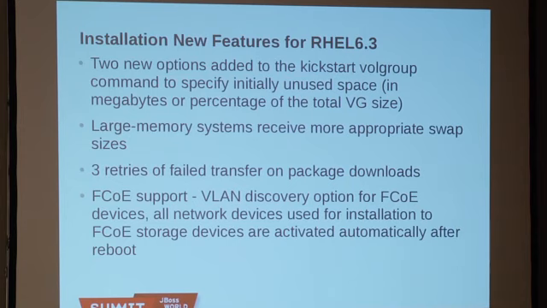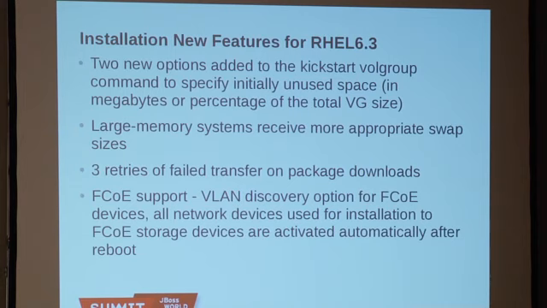Starting with the installation new features in 6.3, we added a couple of new options to the kickstart volgroup command. We now let you specify the initially unused space when you create a volume group. So why do you care, right? Well, in 6.2, we added a yum plugin that lets you do snapshots and rollbacks. The problem with that is that you need to have enough space reserved in your volume group to take advantage of that. So we wanted to make it easy, so we've integrated that into Anaconda. And maybe when thin provisioning for snapshots comes out of tech preview, we won't need that anymore, but for right now, hey, belt and suspenders, right?